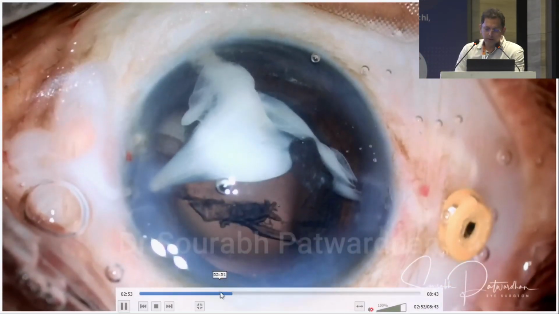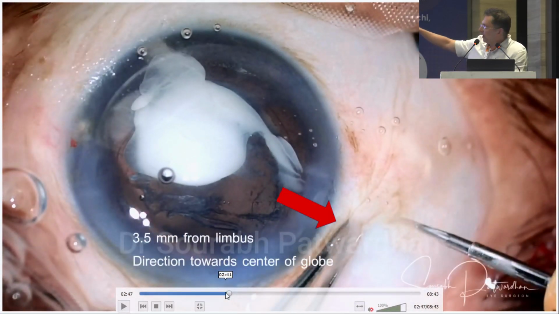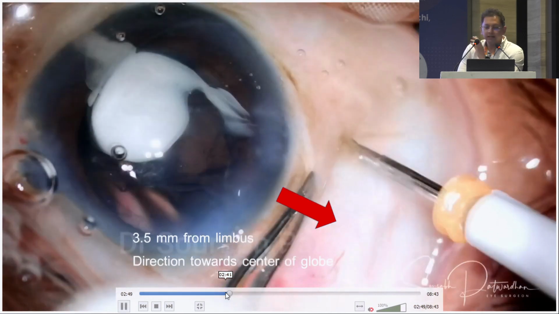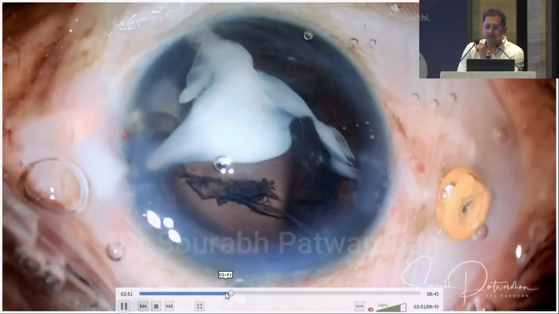So I will just go back and show how the trocar was inserted. It has to be 3.5 millimeter from the limbus. You can go 3 millimeter as well because now you have removed the cataract. The direction should be towards the center of the globe. Most of the times when you are doing this, the eye is a little bit hypotonous because there is already a rupture. In that case you have to do these jiggly movements. You have to rotate the trocar a little bit so you can pierce through the sclera even if there is hypotony.